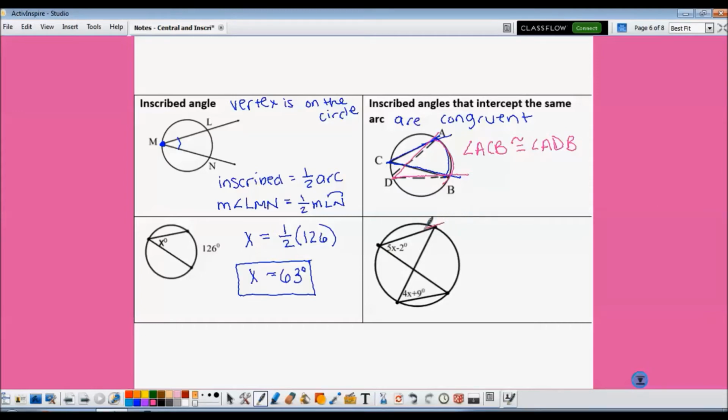So we have this angle, that's 5x minus 2, intercepts this arc, and our angle 4x plus 9 also intercepts this arc, and 5x minus 2 equals 4x plus 9. To solve, subtract 4x, x minus 2 equals 9, add 2 to both sides, so x equals 11.